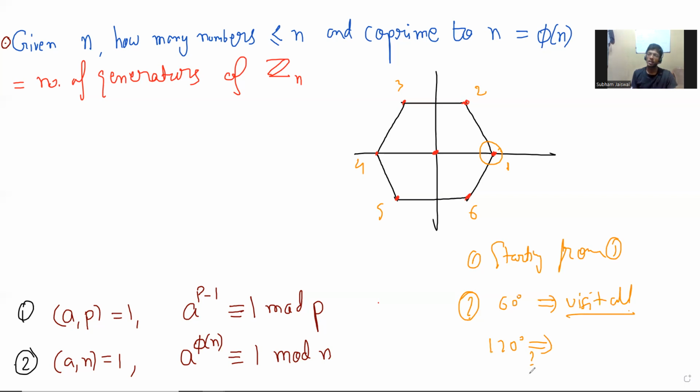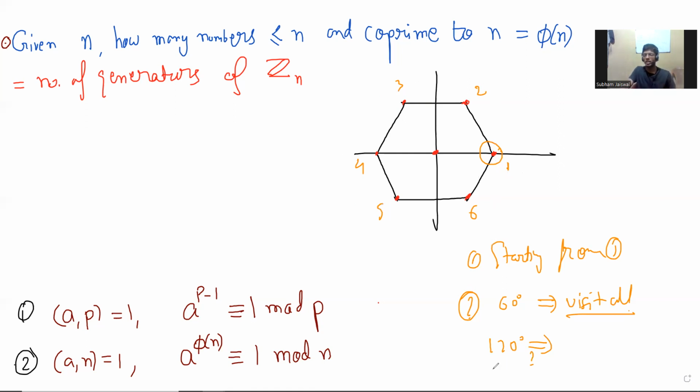Can anybody tell? If I jump by 120 degrees at each step, then can I visit all the vertices starting from 1? So the answer, yeah, right. We cannot visit all the vertices because from 1 you will go to 3. And then from 3 you will go to 5, but from 5 you'll go back to 1, and then it will repeat, right?